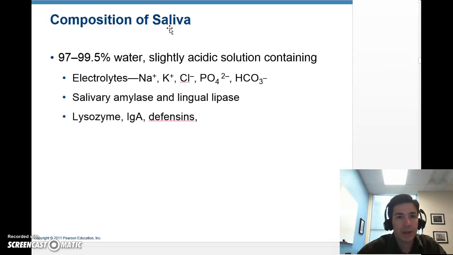So the last thing you want to know, the last little part of this screencast, is just to know what is in the saliva. So it's got electrolytes, as most of your bodily secretions do, and then it has some amylase, which is going to begin starch digestion, some lipase, which will begin fat digestion. It has lysozyme, which is an enzyme to help kill bacteria, so it helps keep your mouth and digestive tract clean, and then some antibodies and defensins I won't ask you about, but know amylase, lipase, lysozyme, and antibodies.